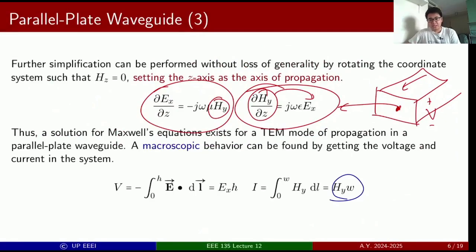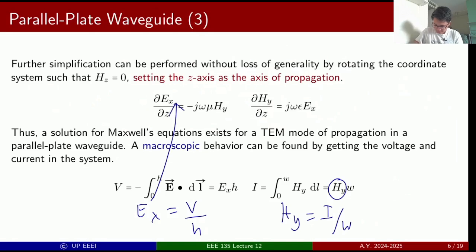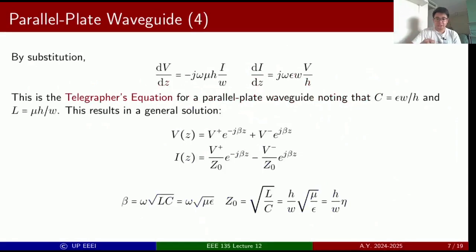Okay? So given that, we can substitute these expressions. We can substitute these expressions if we express Hy and Ex in terms of the voltage and the current. We can substitute them to these expressions, and we get these two equations relating your voltage and your current. And this is a callback to the first lecture that we had. This is the telegrapher's equation from your transmission line theory.